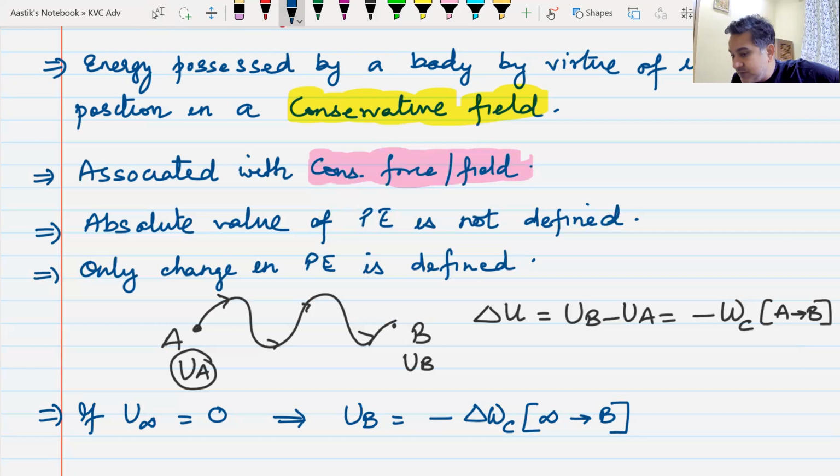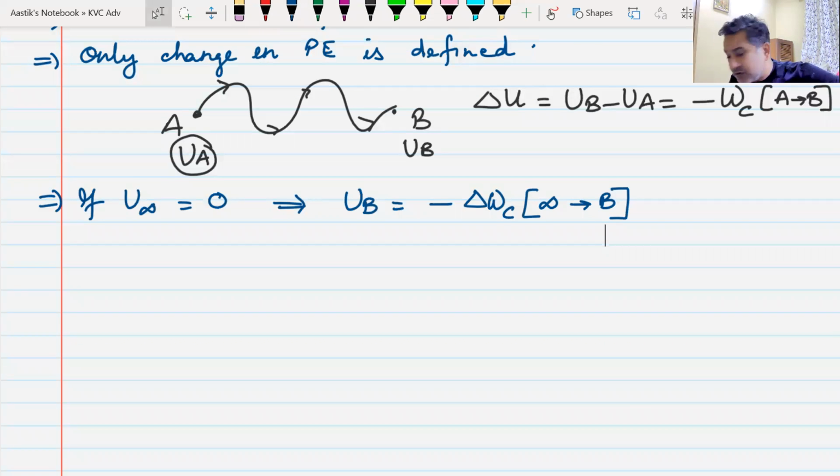Basically, I have taken one point, infinity, as zero, and then I can define the potential energy of all the other points. Now, when we are going to do questions, it may not be possible for us to take the point at infinity to be zero. So what are we going to do? In this year, we are going to encounter two types of potential energies. The first one is gravitational potential energy. The second one is spring potential energy.